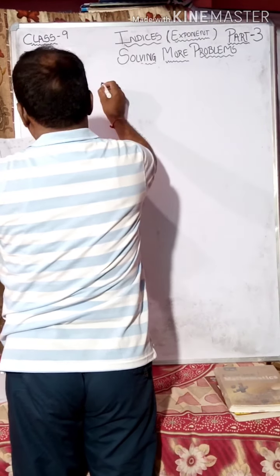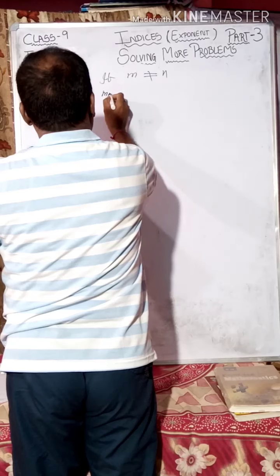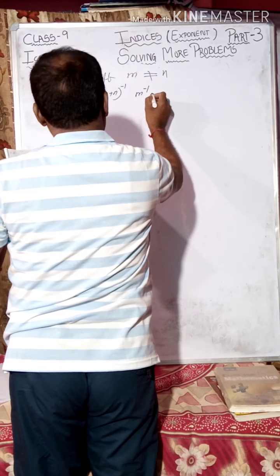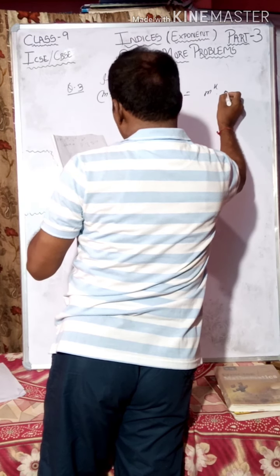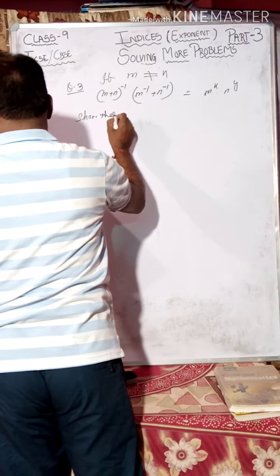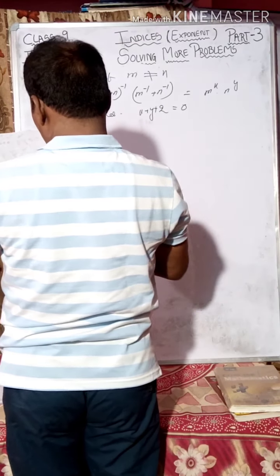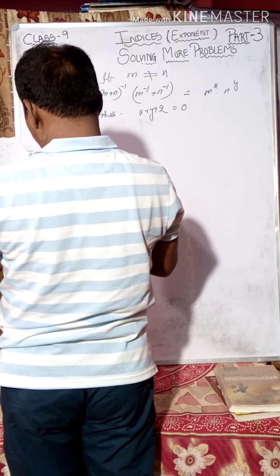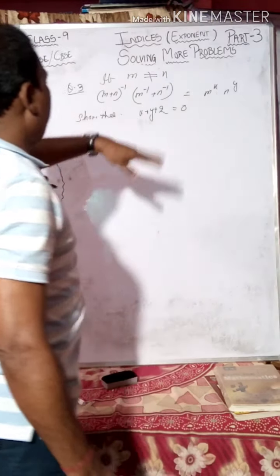Question 3. If m is not equal to n, (m plus n) to the power minus 1 into (m to the power minus 1 plus n to the power minus 1) is equal to m to the power x into n to the power y, so that x plus y plus 2 is equal to 0. Then this much is a question.